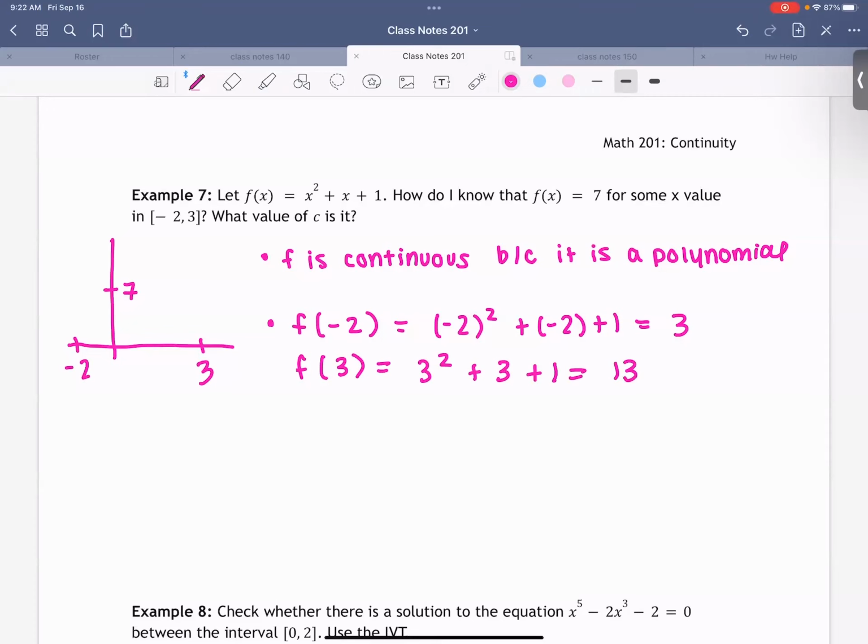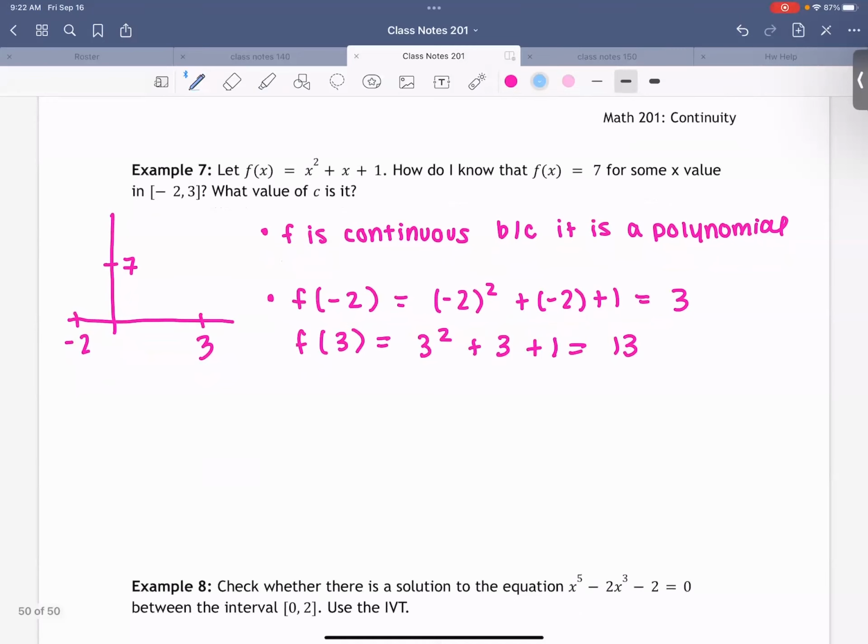Essentially what this is saying is we have our function, f(-2) is 3, f(3) is 13. Our function's continuous, so do we hit 7 in between -2 and 3? Yes, right? And the way that we explain this is we don't need to draw the function.